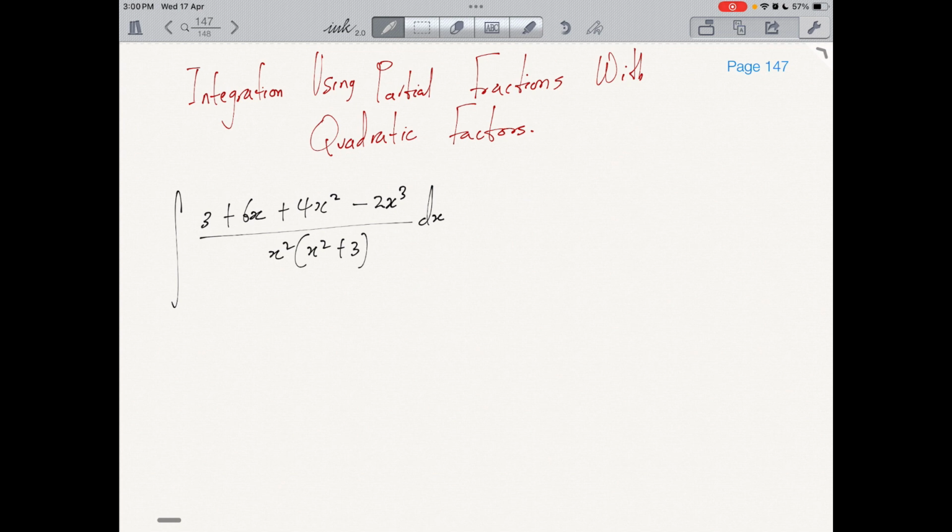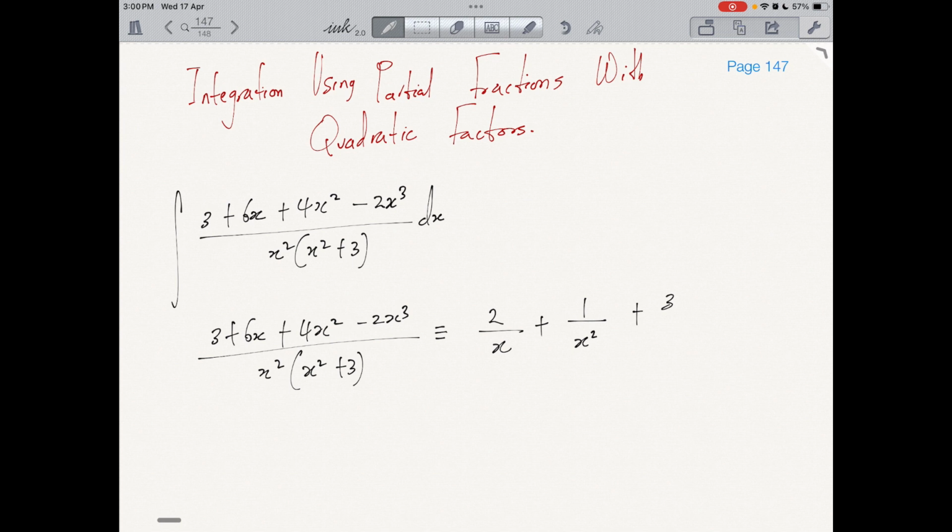we have that 3 plus 6x plus 4x squared minus 2x cubed divided by x squared into x squared plus 3 is equivalent to 2 over x plus 1 over x squared plus 3 minus 4x divided by x squared plus 3.